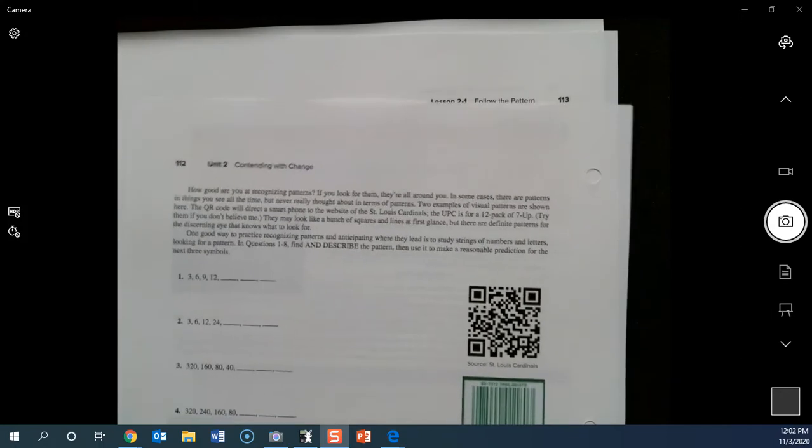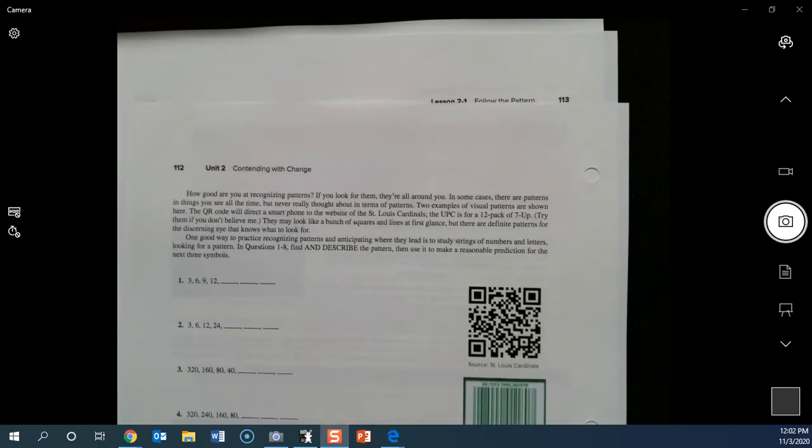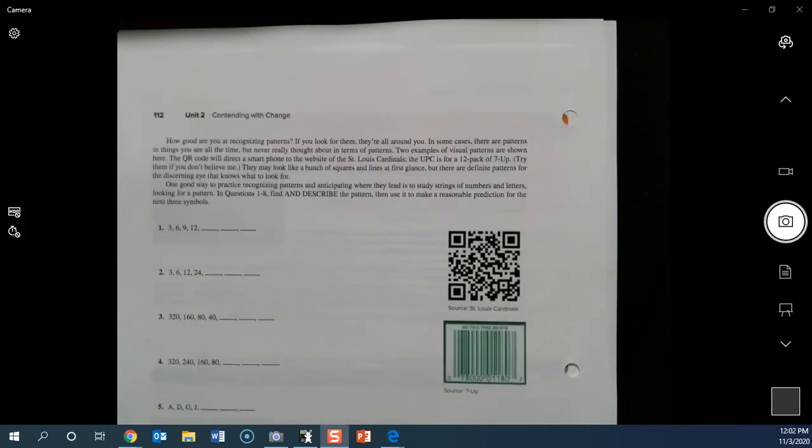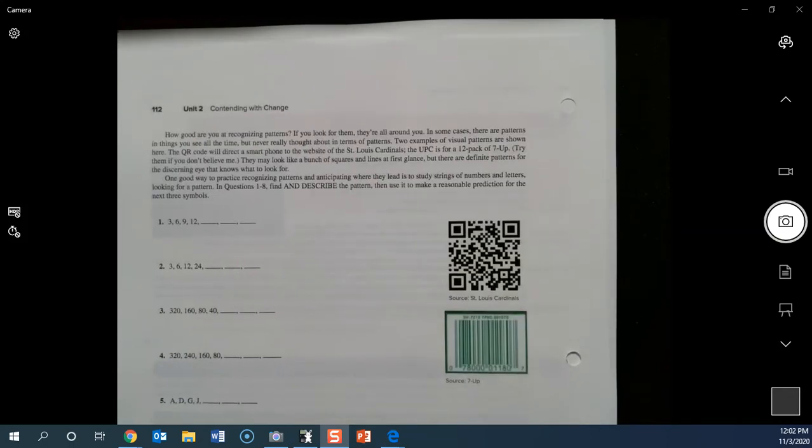Now, on page 112, it says here, how good are you at recognizing patterns? If you look for them, they're all around you. In some cases, these are patterns in things you see all the time, but never really thought about in terms of patterns. Two examples of visual patterns are shown here.